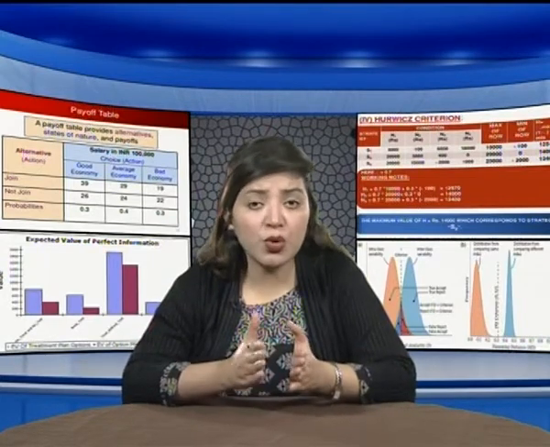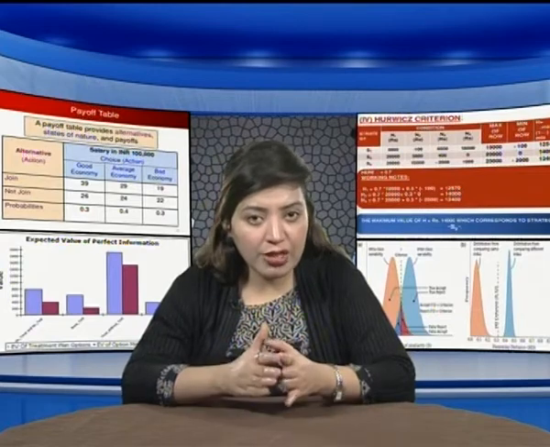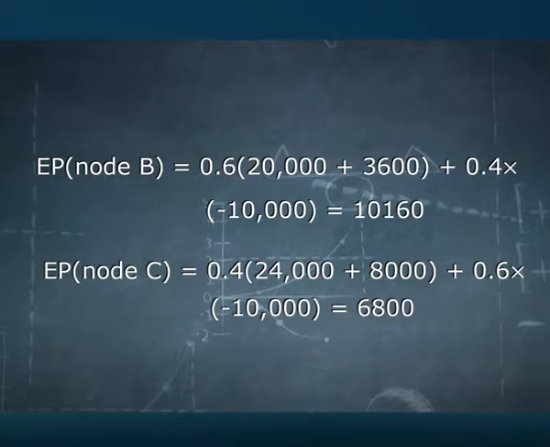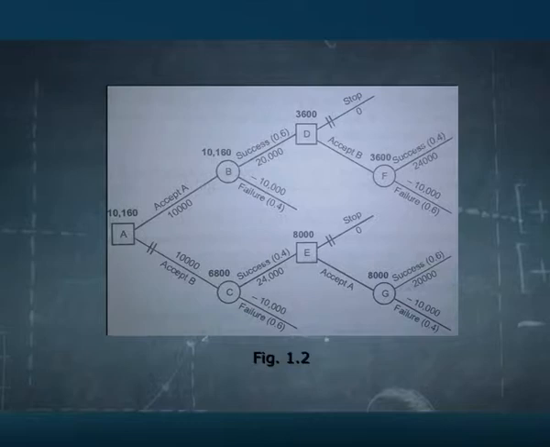Next, moving one more column to the left brings us to chance nodes B and C. For each chance node, we calculate its expected payoff. So, EP for node B equals 0.6 times 20,000 plus 3,600, plus 0.4 times minus 10,000. This is equal to 10,160. Now, EP for node C is calculated as 0.4 times 24,000 plus 8,000, plus 0.6 times minus 10,000. That is equal to 6,800. These expected payoffs are then placed over these nodes, as shown in figure 1.2.